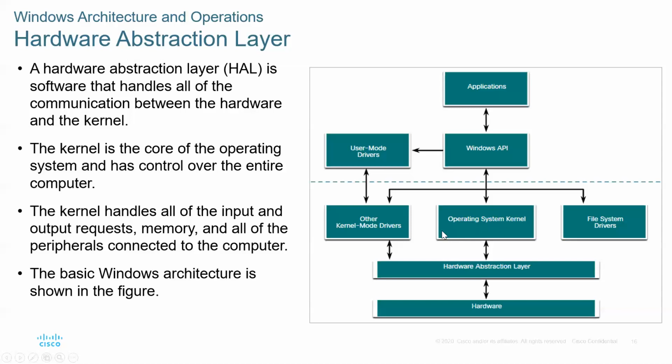Your operating system kernel and your kernel mode drivers are for the different drivers within the hardware itself. And then you have file system drivers. And then you have user mode, which usually pertains to software-based drivers. And then you have your Windows API, which interacts with all of these down below, up to your applications themselves.